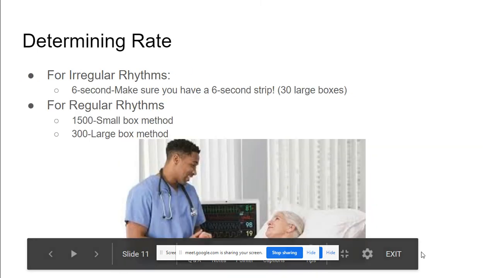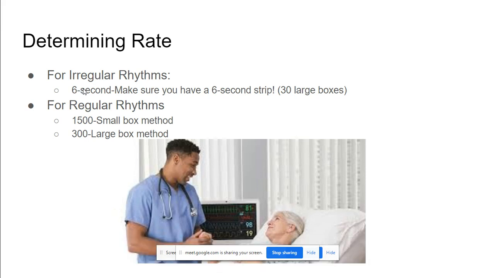All right, determining rate. We talked about 3 different ways to do that. If you have an irregular rhythm, they want you to use the 6-second method typically because it allows you to look at several beats at once. But make sure if you're going to use the 6-second method to determine the rate on the exam, you have a real 6-second strip, because sometimes they increase or decrease the size of that rhythm so you can see it better. Although I'm hearing that it's still really hard to count those boxes. But make sure you have 30 large boxes if you're going to use that.